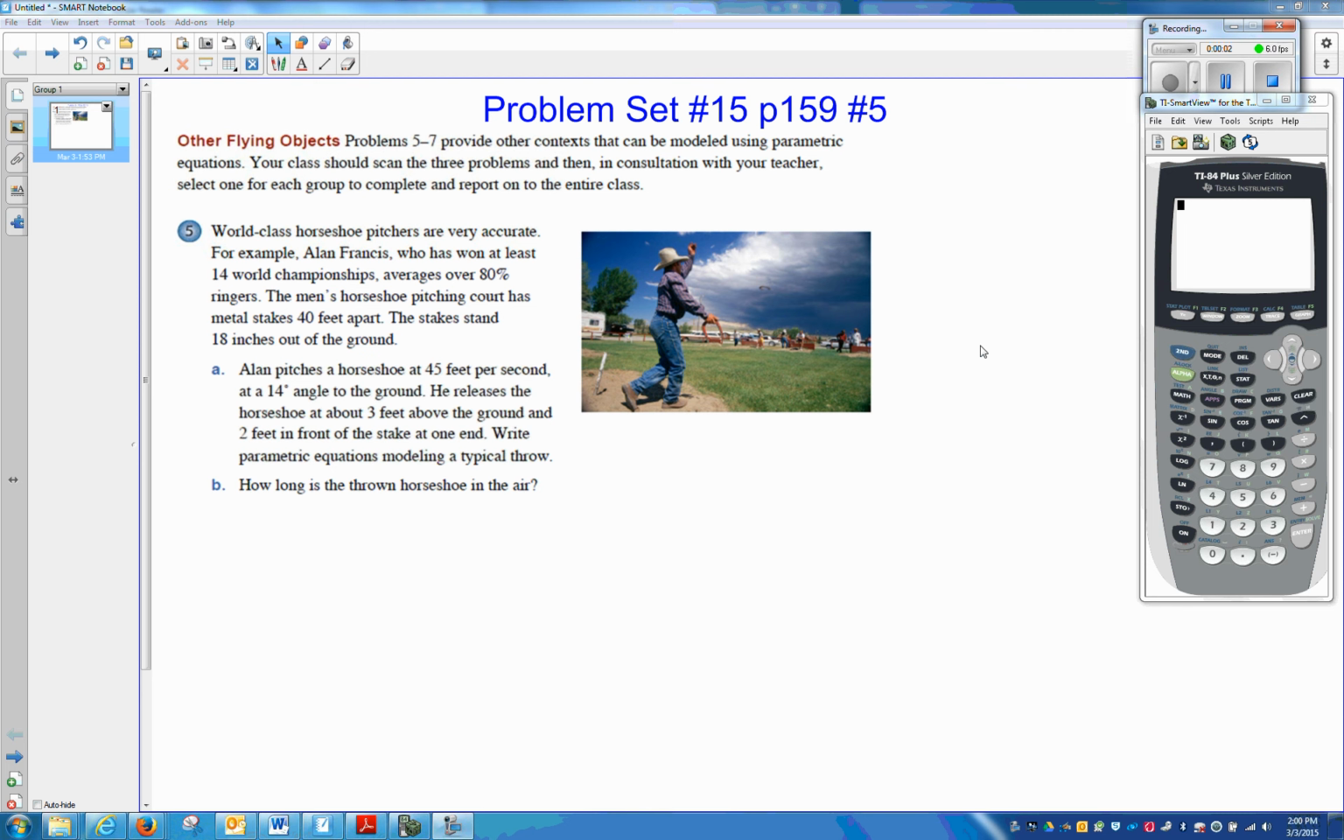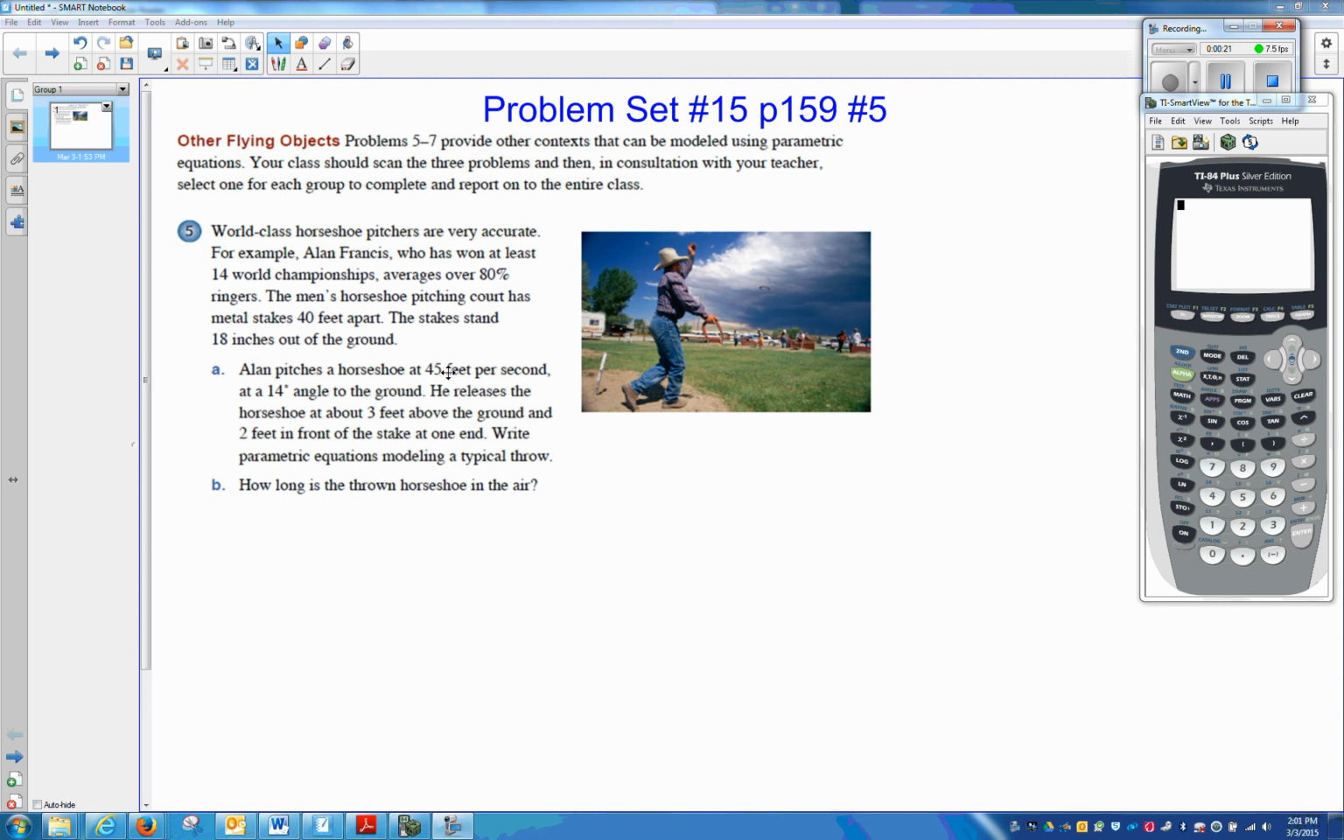Here's problem set number 15, page 159, question number 5. World-class horseshoe pitchers are very active. For example, Alan Francis has won at least 14 world championships, averages over 80% wins. The men's horseshoe pitching court has two stakes, 40 feet apart. The stakes stand 18 inches out of the ground.